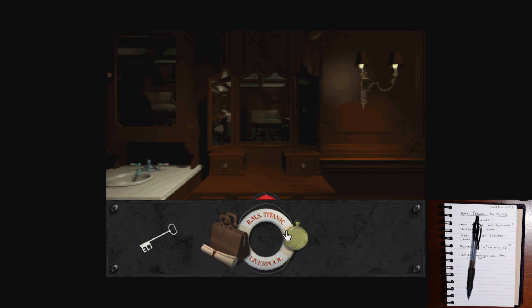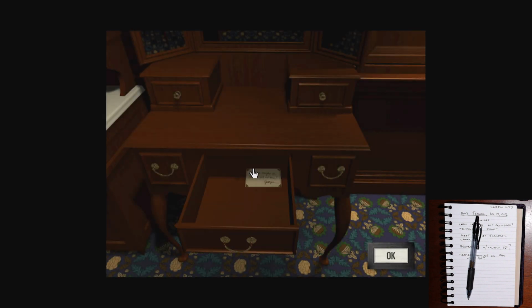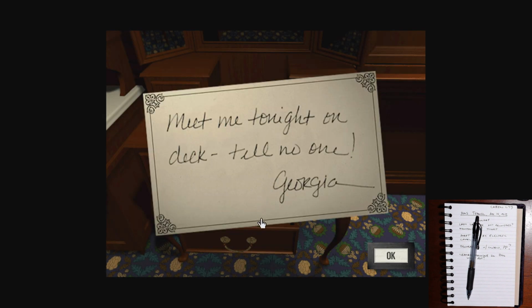I have picked up my pocket watch. My pocket watch was here on this vanity. Inside the drawer of the vanity: "Meet me tonight on deck. Tell no one. Georgia." So perhaps I have a meeting with Georgia. I don't know if she is related to PP.